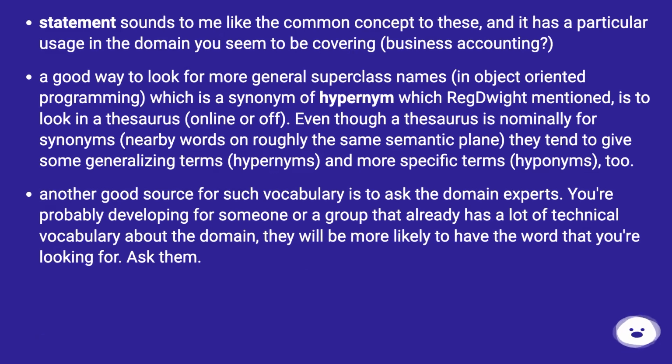A good way to look for more general superclass names, in object-oriented programming, which is a synonym of hypernym which Reg Dwight mentioned, is to look in a thesaurus, online or off. Even though a thesaurus is nominally for synonyms, nearby words on roughly the same semantic plane, they tend to give some generalizing terms, hypernyms, and more specific terms, hyponyms, too.